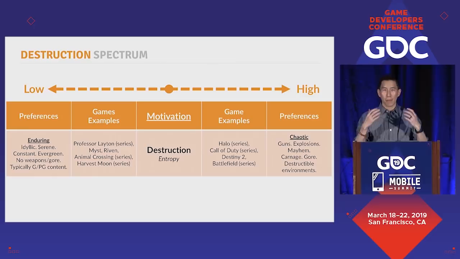We had someone ask us recently where we think construction would fit in our model. And we thought about it. And we think construction is typically a means and not an end. And let me talk through this. So building an empire in Civilization, that's strategy. Building a city in SimCity so I can blow it up with disasters, that's destruction.